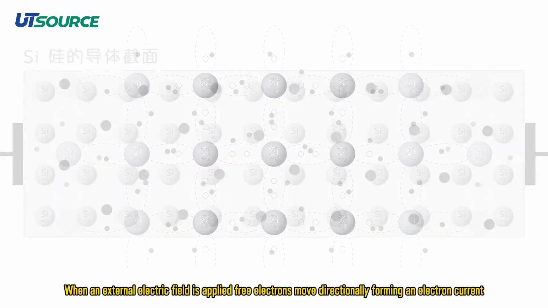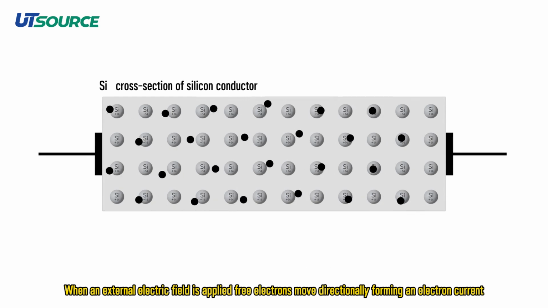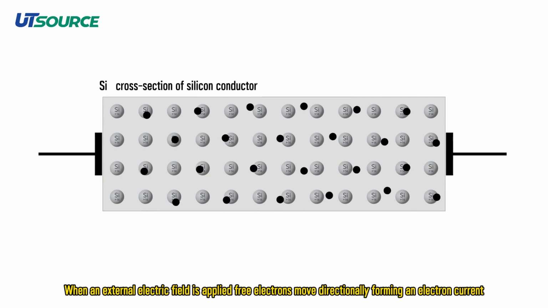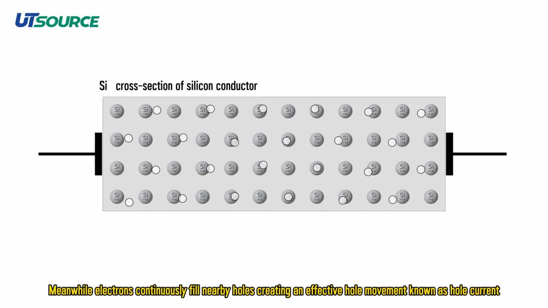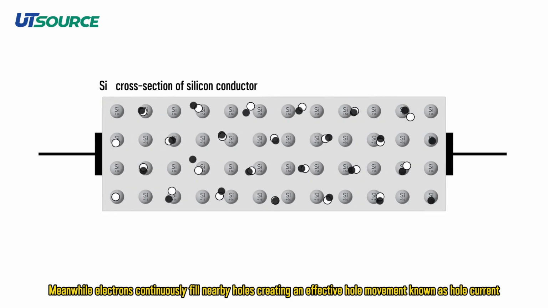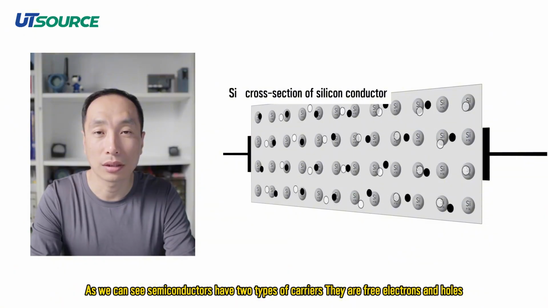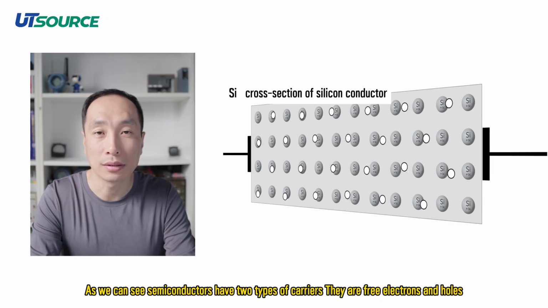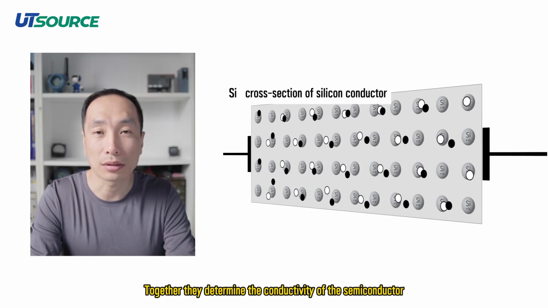When an external electric field is applied, free electrons move directionally, forming an electron current. Meanwhile, electrons continuously fill nearby holes, creating an effective hole movement known as hole current. As we can see, semiconductors have 2 types of carriers. They are free electrons and holes. Together, they determine the conductivity of the semiconductor.